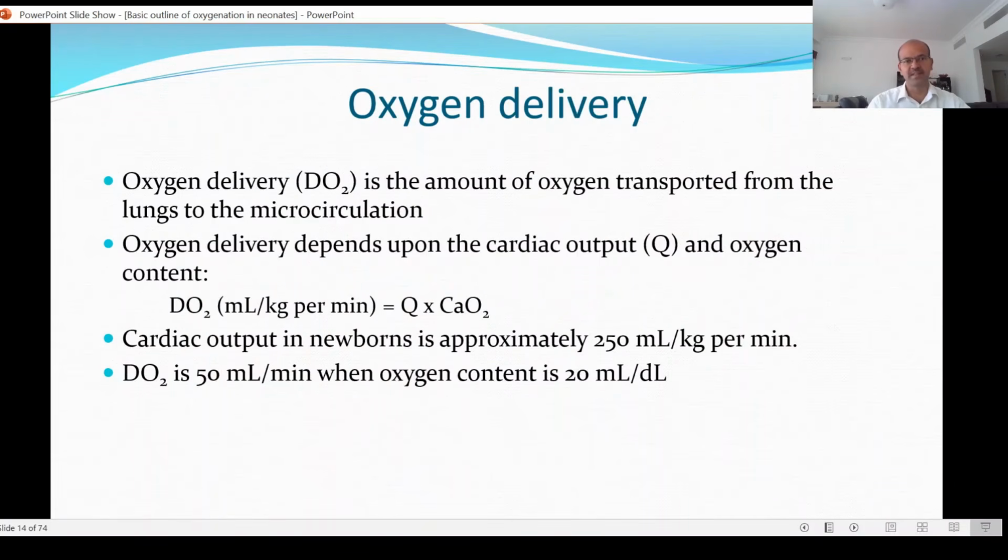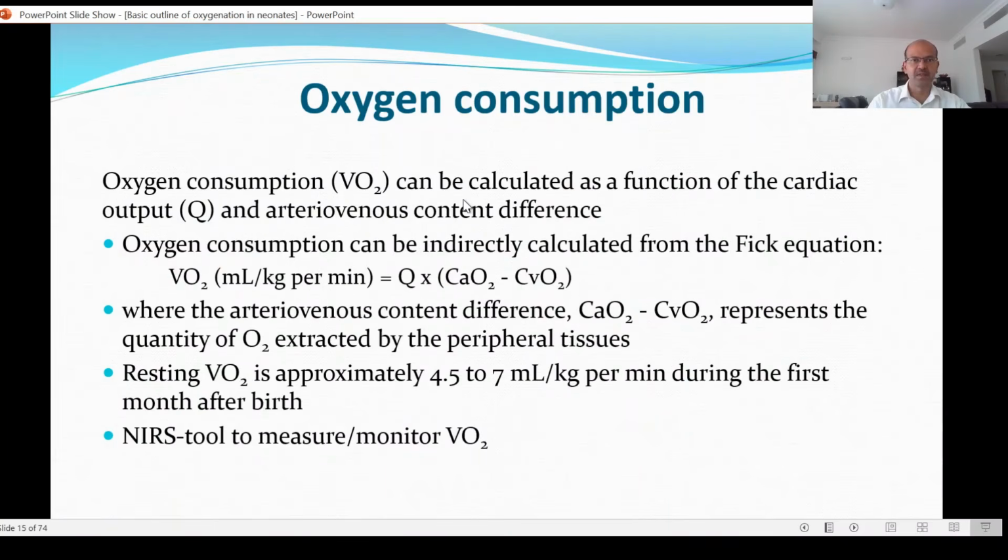After we have the oxygen content, we look at oxygen delivery. This is the amount of oxygen transported from the lungs to the microcirculation. Oxygen delivery depends on the cardiac output and the oxygen content of the blood. As the cardiac output in the newborn is about 250 ml per kilo per minute, and the oxygen content is 20 ml per deciliter, that means 2.5 times 20, so 50 ml per minute is the oxygen delivery in normal conditions.